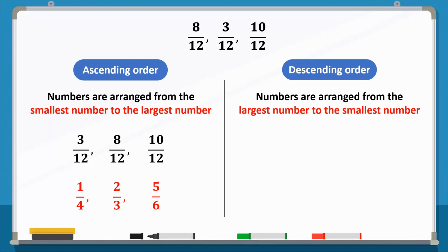In descending order, we will first find the largest fraction, which is 10 over 12. The second largest fraction is 8 over 12, and the smallest is 3 over 12. The original fractions are then written in this form.